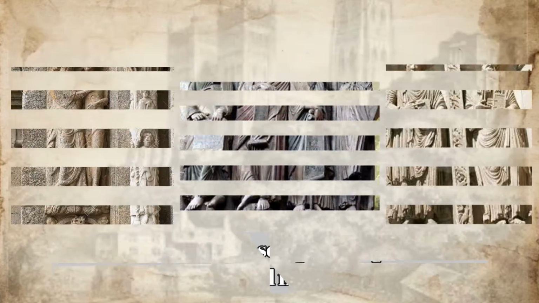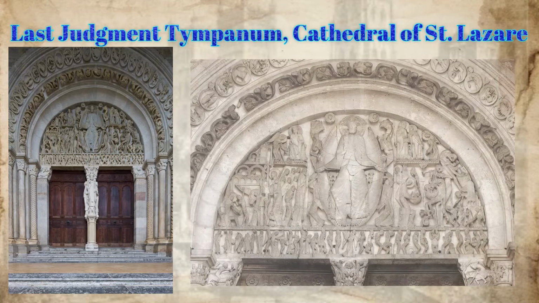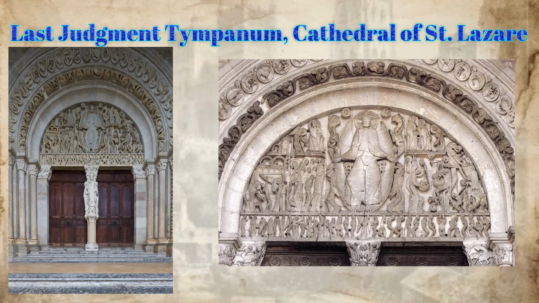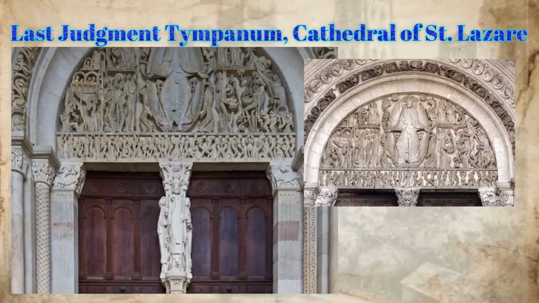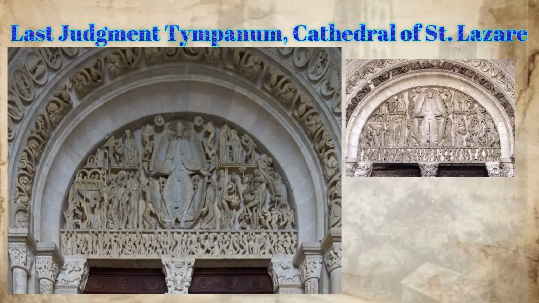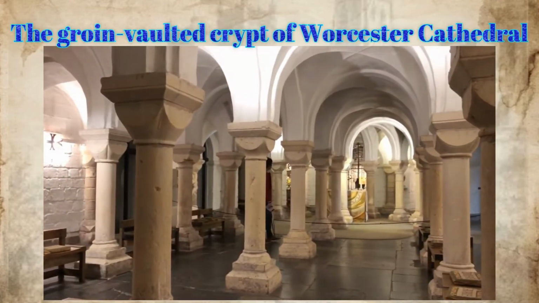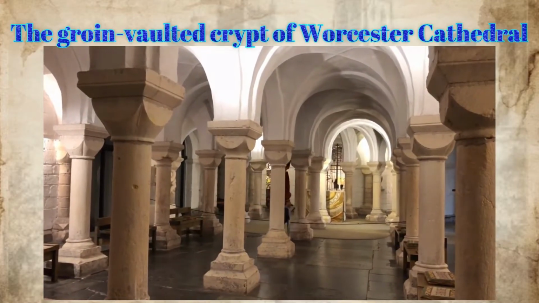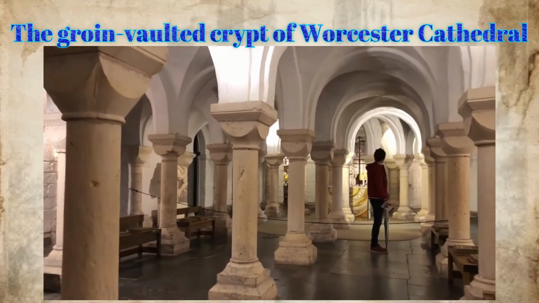Romanesque sculptures. The majority of Romanesque sculpture is pictorial and biblical in nature. At the Cathedral of Saint Lazare in Autun, Burgundy, France, you can see the main doorway of the cathedral. The Last Judgment is displayed in the tympanum. Romanesque architecture. The groin-vaulted crypt of Worcester Cathedral is an architectural style of Romanesque which has semicircular arches.